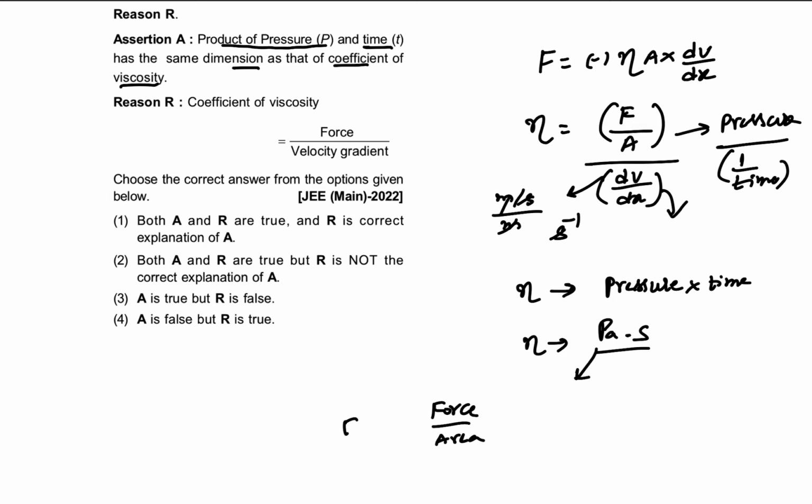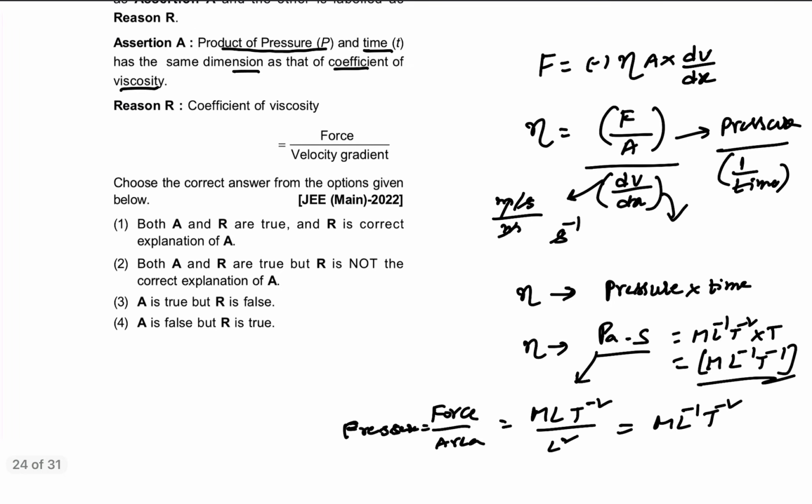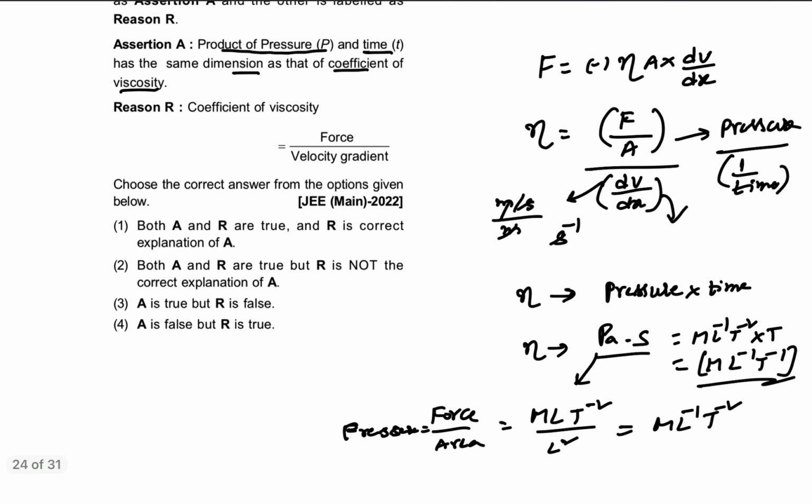What is Pascal? Actually, force by area is pressure. Pressure is M L T power minus 2 divided by L squared, so we can write M L power minus 1 T power minus 2. Now, what is the eta value? M L power minus 1 T power minus 2 into T. We get M L power minus 1 T power minus 1. This is the dimension formula of this.